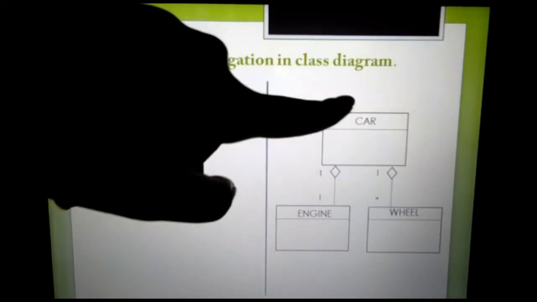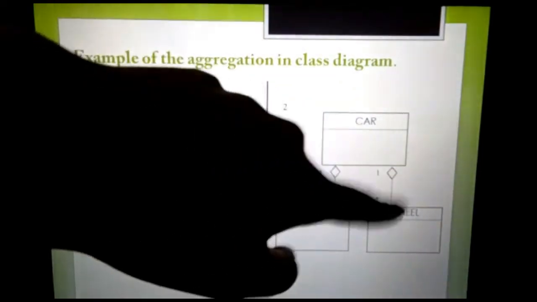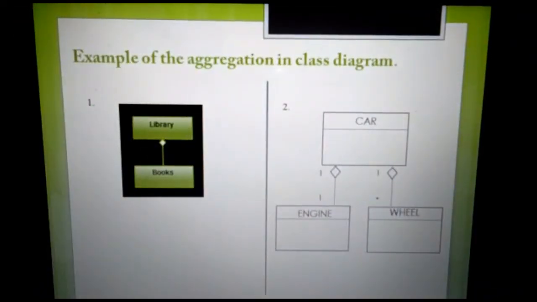The second one is the classes car, engine, and wheel. It has a car class that will be the whole, while the engine and wheel will be the parts. One car has one engine and one car has many wheels. The part can exist separately from the whole, which means the engine and the wheel still exist even without the car.